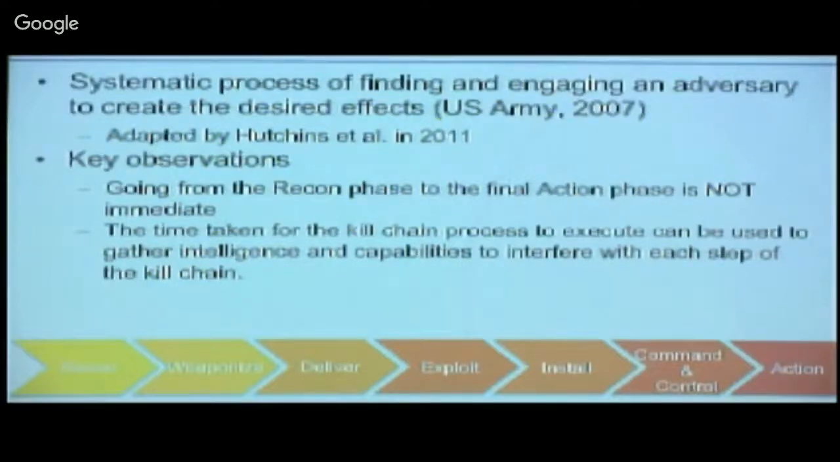Then we deliver these weapons. So it could be a RAT, for example, that we discussed this morning. That's our weapon. And then we deliver this weapon through some phishing campaign, for example. Then we exploit. So we actually make sure that the RAT is executed, is installed. Okay? So we exploit, install, and then we start communication with a command and control. Of course, we are installing something, it has to communicate back until we actually achieve our mission. There is an action there.